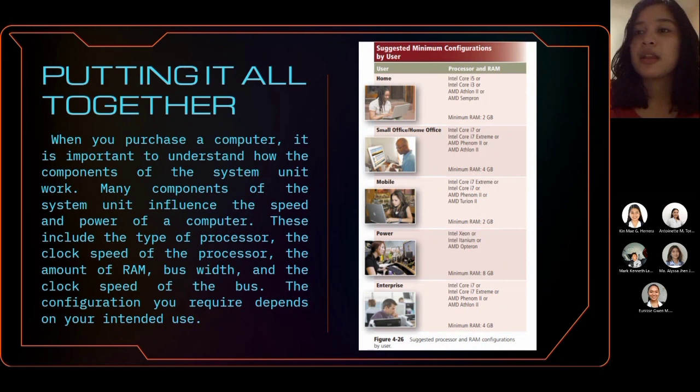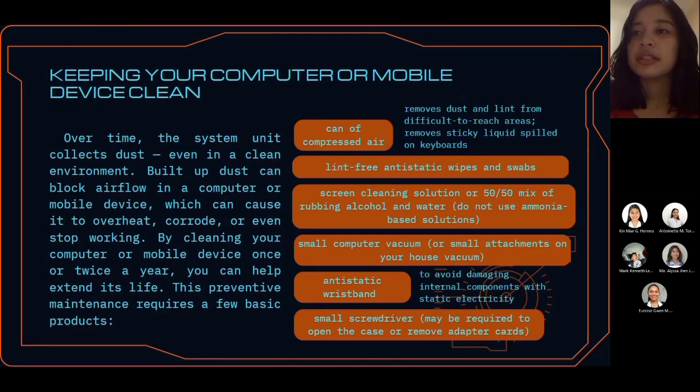Lastly, keeping your computer or mobile device clean. Over time, the system unit collects dust even in a clean environment. Built up dust can block airflow in a computer or mobile device, which can cause it to overheat or corrode or even stop working. By cleaning your computer or mobile device once or twice a year, you can help extend its life.